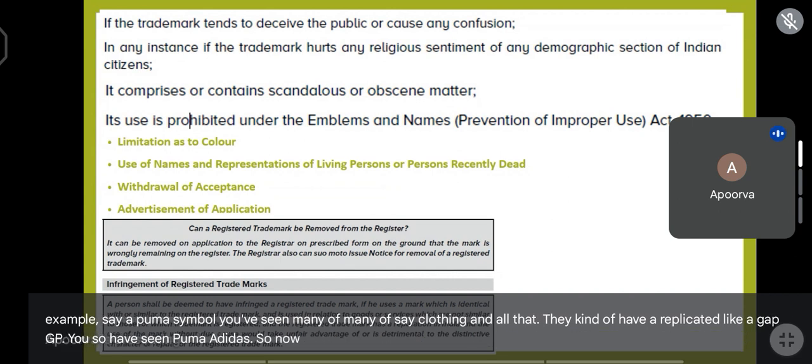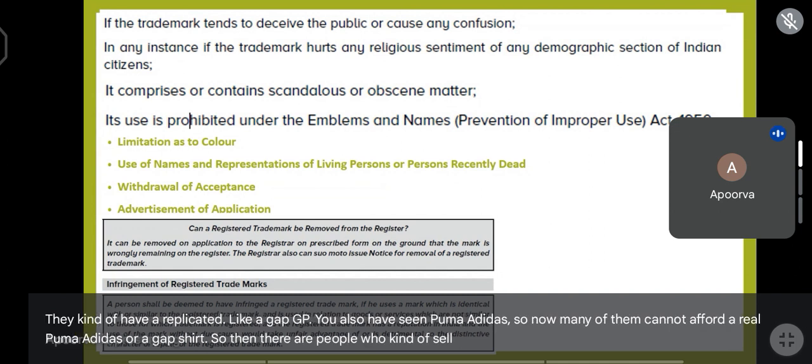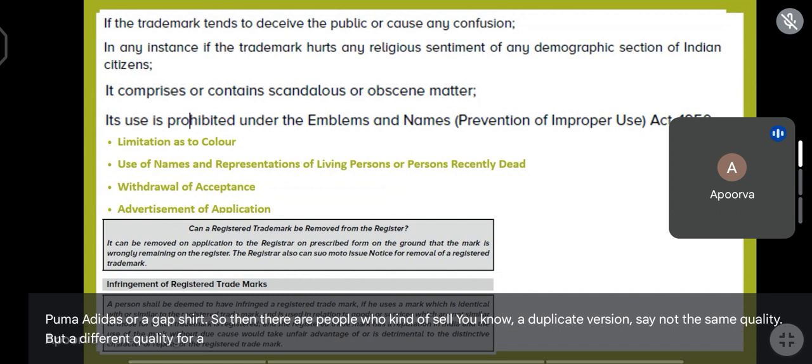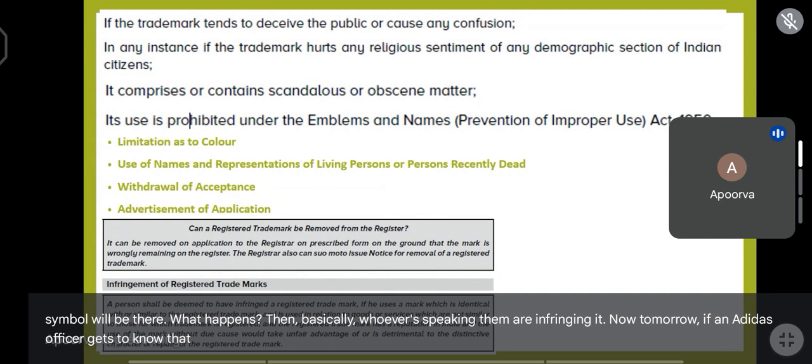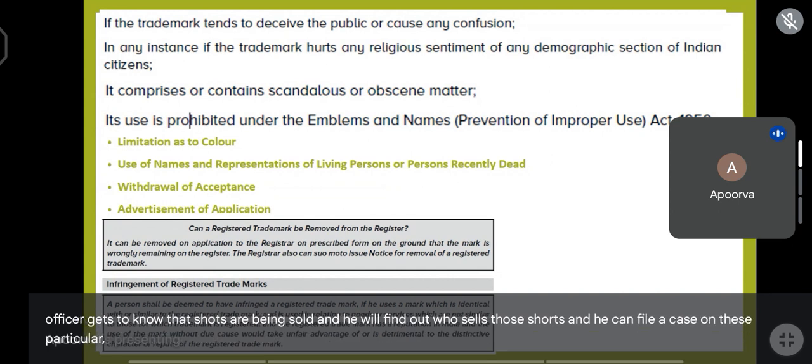Now many people cannot afford a real Puma, Adidas or GAP shirt. So there are people who sell a duplicate version, not the same quality but a different quality for a cheaper price. The Adidas symbol will be there, the Puma symbol will be there, or a GAP symbol. Whoever is making them is infringing. Tomorrow, if an Adidas officer gets to know that these shirts are being sold, he will find out who sells those shirts, and he can file a case against the manufacturing company.